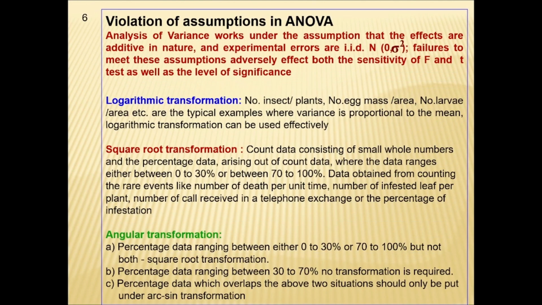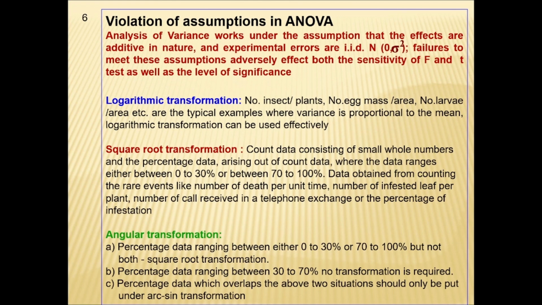Violation of assumptions of ANOVA. We come across different types of data: count data, percentage data, all these things. Count data and percentage data do not follow the assumptions of analysis of variance, normality or variance homogeneity, especially with zero frequency. So we need to transform this data before analysis of variance. For different types of data there are different types of transformation: logarithmic transformation, square root transformation, angular transformation. With the help of an example, I have shown where to apply data transformation. So this is one example.